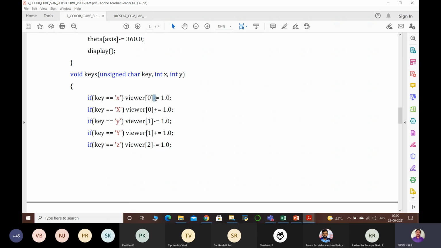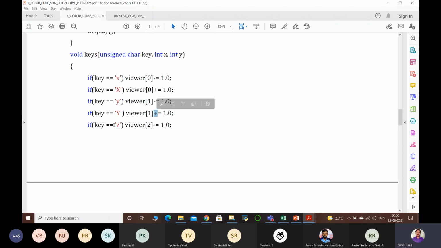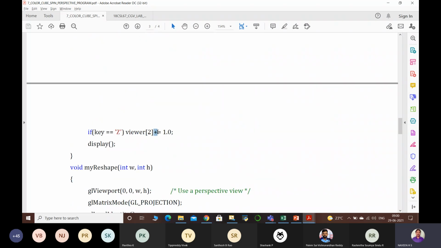Small letter x means zoom in, next zoom out. Similarly, small letter y is with respect to the y axis, again zoom in, zoom out. Small letter z, again viewer of 2, zoom in, next zoom out. That's it. For all the x, y, z axes, I am going to consider plus value and minus value, zoom in, zoom out. I will show how we are going to view the screen.